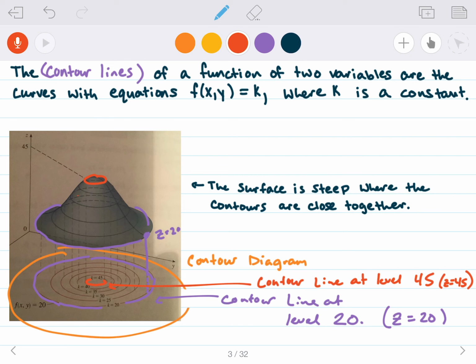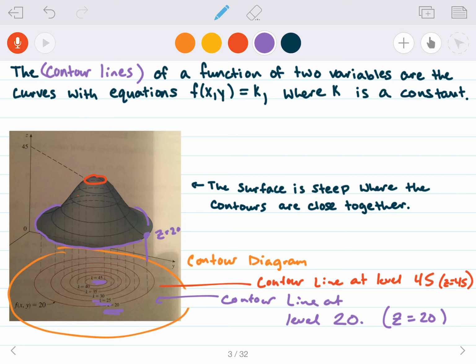Now we can use the other methods that we talked about in previous videos to get the actual shapes. What we know from this contour diagram, looking at these circles right here, is that the radius of the circle is getting smaller as we go up in height. This is z equals 20, this is z equals 25, etc., all the way to z equals 45. The circle is going to be the smallest there.